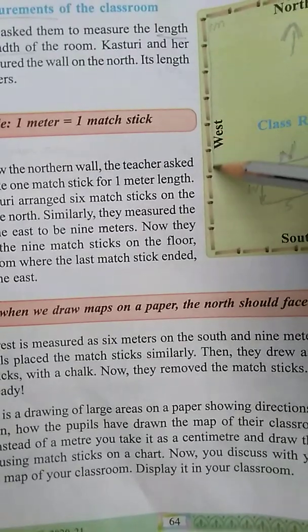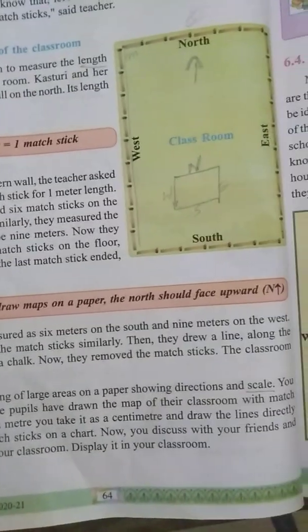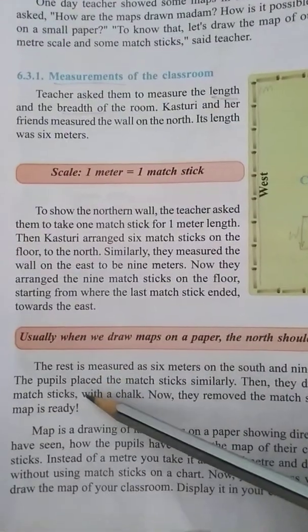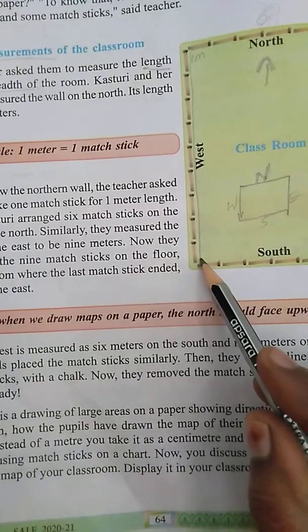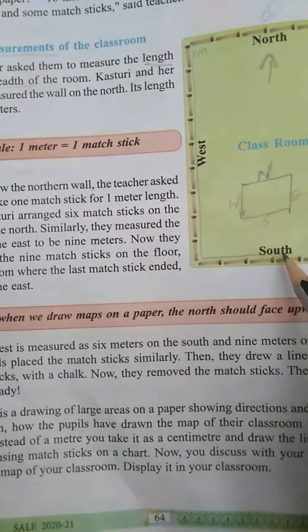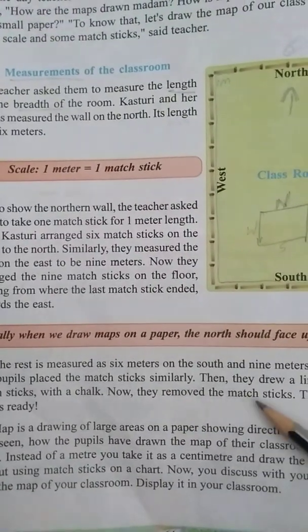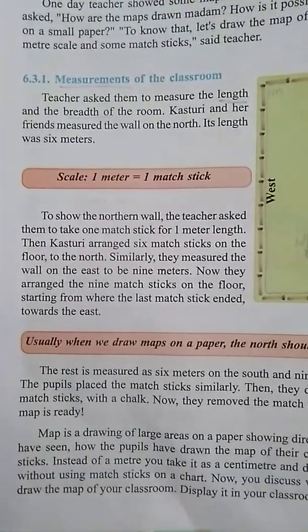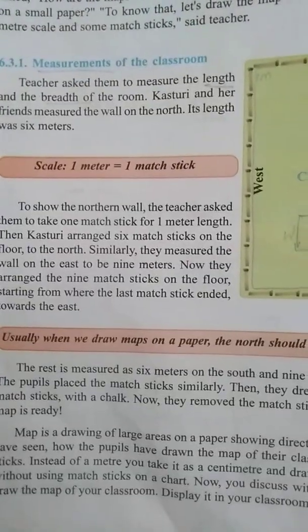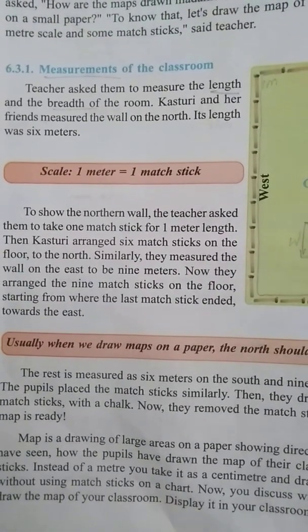They drew the line, okay, along the matchsticks with a chalk. So with a chalk piece along these matchsticks they drew the lines like this on the 4 sides. Now they removed the matchsticks. After that they removed all these matchsticks. The classroom map is ready. So here Kasturi's doubt was cleared. Yes, because she did not know how to draw a map.